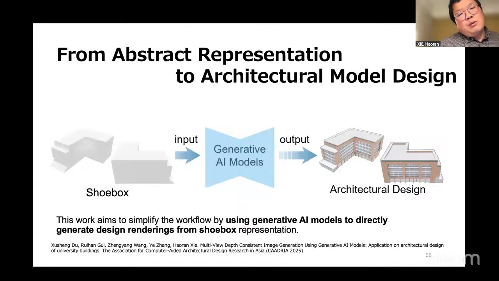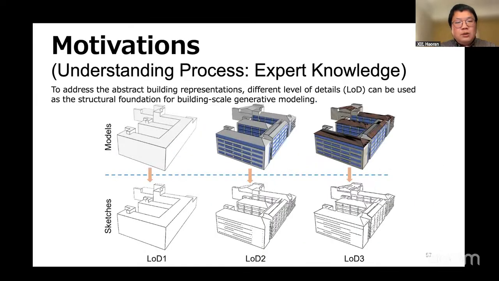Another work I want to show is from abstract representation to architecture 3D models. How do we get the 3D models? Here we mean the multi-view images of the buildings, from the shoebox, just a very simple 3D model. This is the basic task for architecture design. We want to understand the process, especially the expert knowledge when they design these kinds of 3D models.